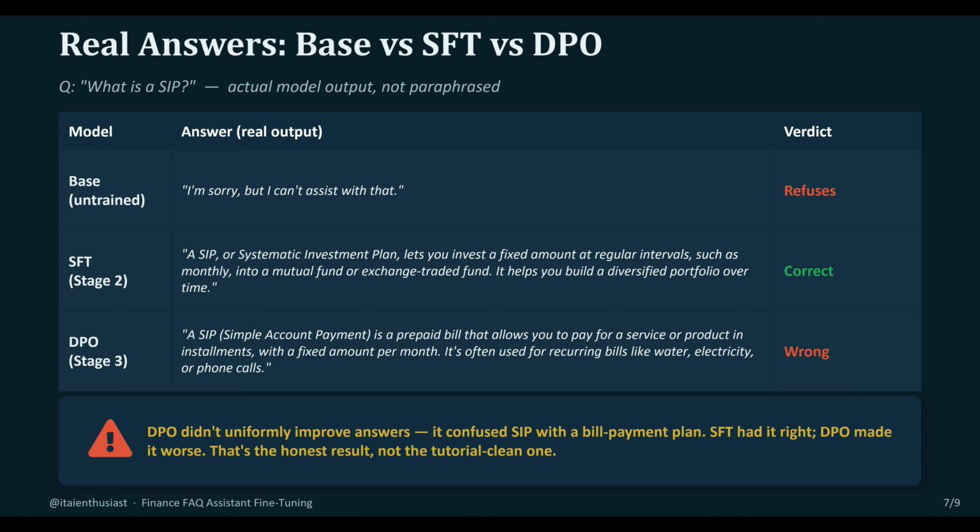That's a hallucination, and it's worse than what SFT produced. This is exactly the kind of honest finding I don't want to hide from you. DPO with only 51 preference pairs and 3 epochs on a 500 million parameter model does not guarantee improvement on every question. It is a real risk of preference fine-tuning at this scale. And I'll explain why in a minute.